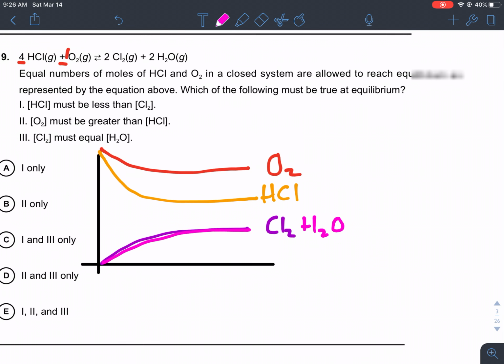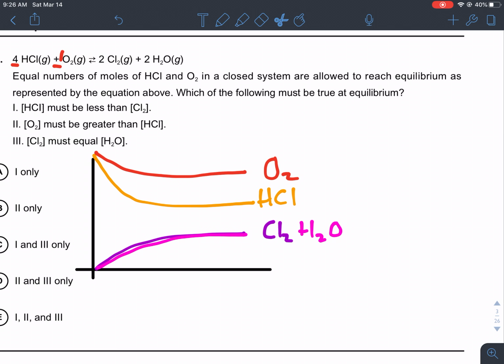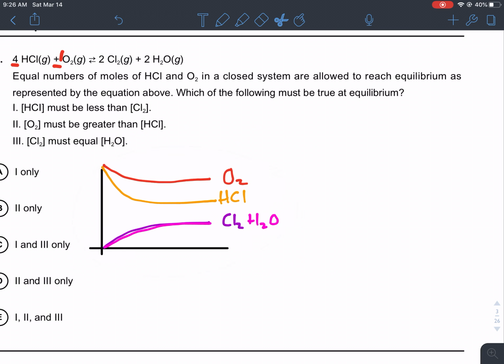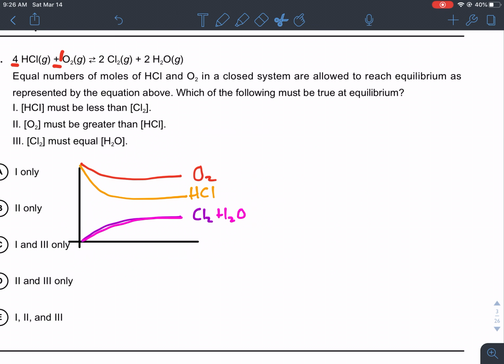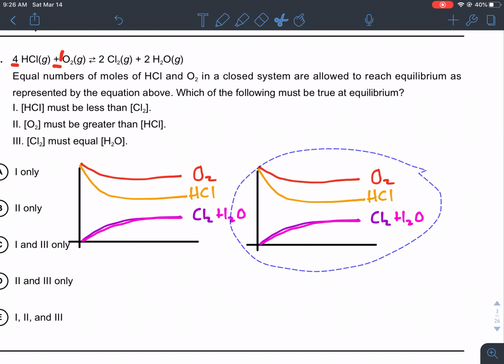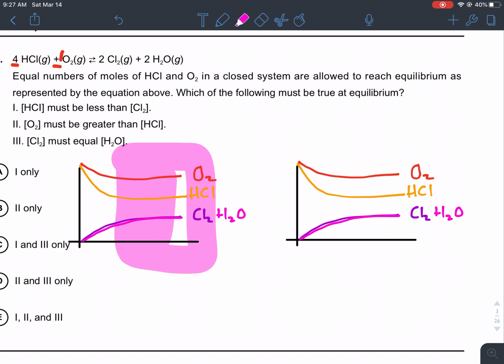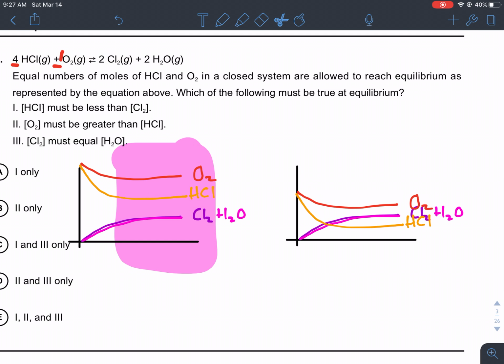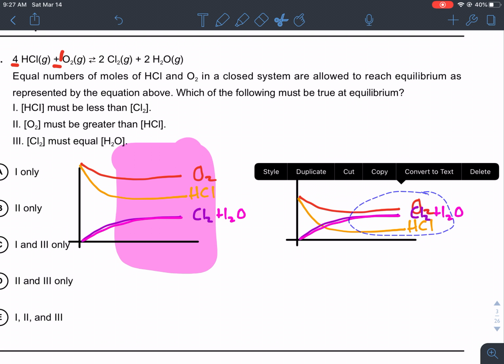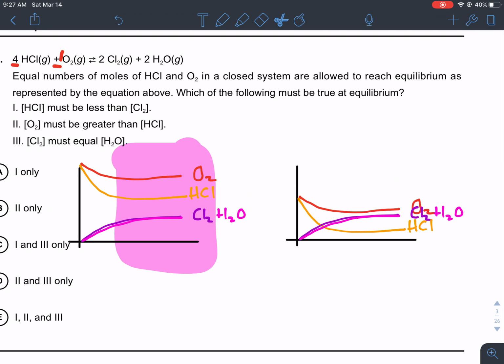Now, here's the thing. They didn't give me a K in this question, so let me shrink this down a little bit and copy it, because let me show you. If I don't know the K, I don't know whether this is more product or more reactant once it gets to equilibrium, right? Is it like this? Or is it like this? We don't know where this lies. It could lie below it. It could lie halfway through it. We don't know because it doesn't tell us, okay? So these are your two scenarios that you could have. You could have less products than reactants, or you could have less reactants than products.